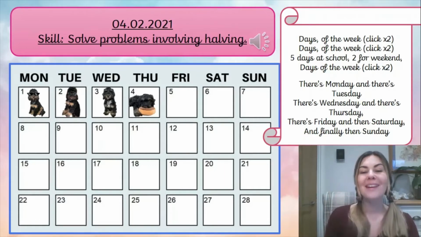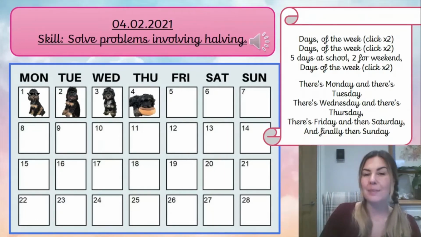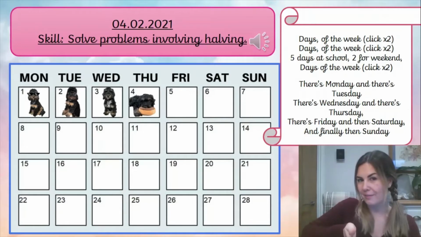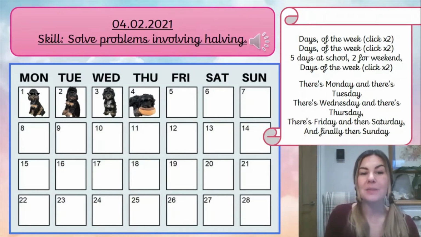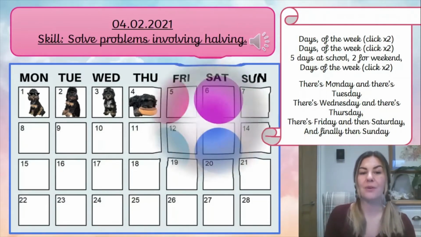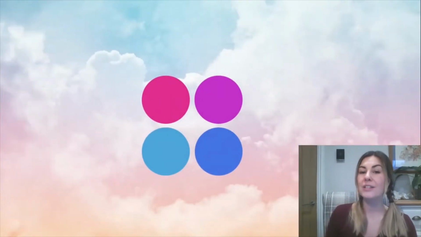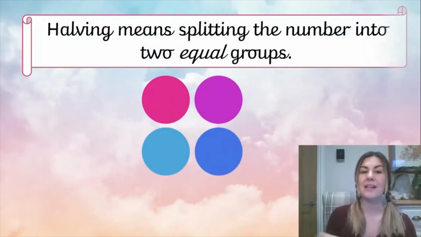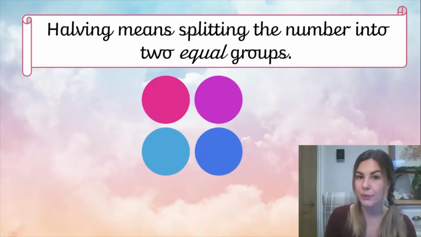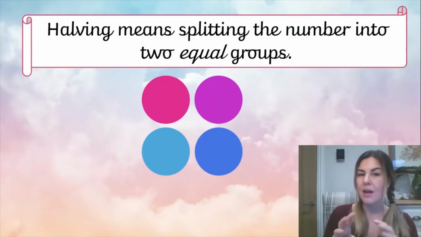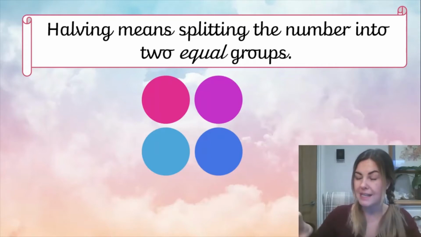Bravo! Okay, yesterday we were learning about halving, and today we are going to be solving problems involving halving. So, halving means splitting the number into 2 equal groups. Can we try and say that together? Halving means splitting the number into 2 equal groups.